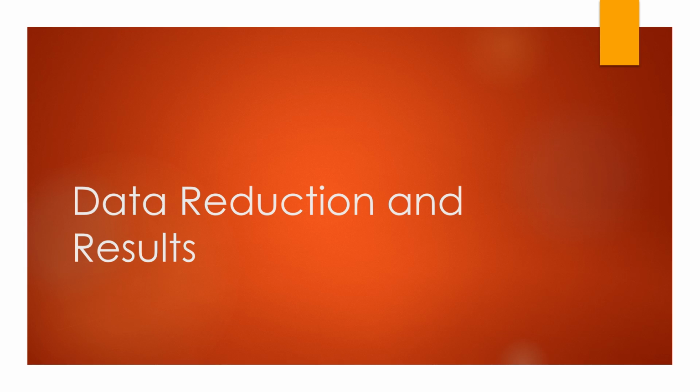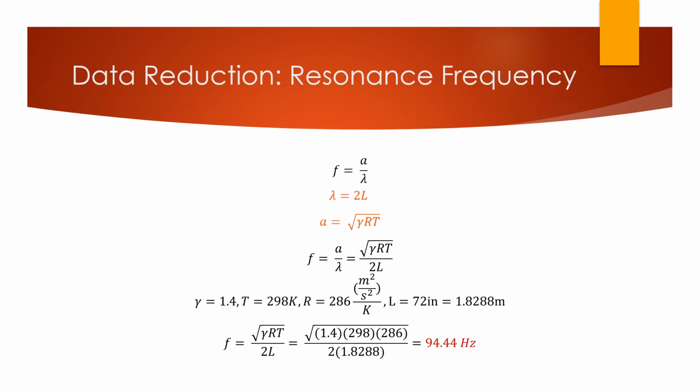We will now show an in-depth look at the data reduction and reveal results. First, the resonance frequency of the Rijke tube is calculated given the relationship between the length of the Rijke tube and the speed of sound at a given temperature. This temperature wasn't explicitly listed, so standard temperature and pressure was used for calculations. As listed before, the length of the tube is 72 inches, and the specific gas constant in proper units is 286. When you put all these values together in the formula, you get that the resonance frequency of the tube is 94.44 Hz.